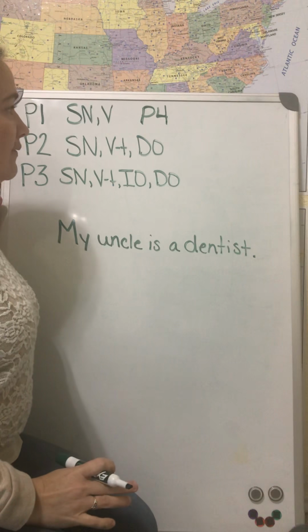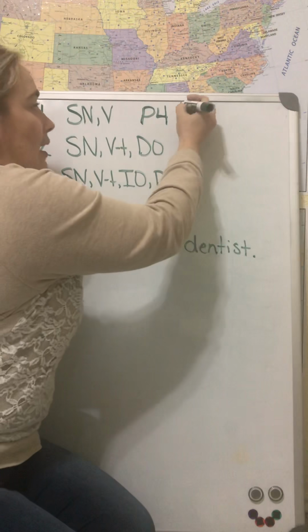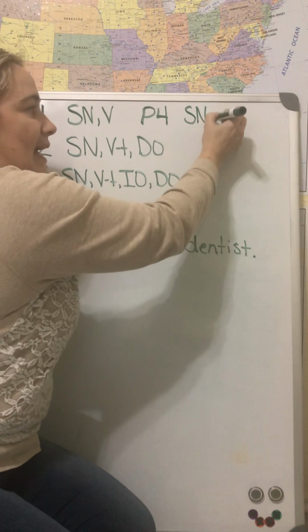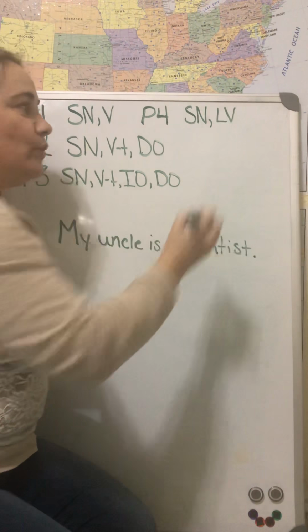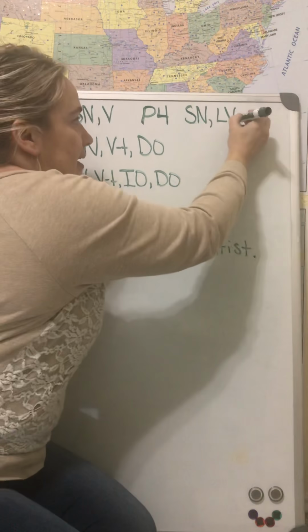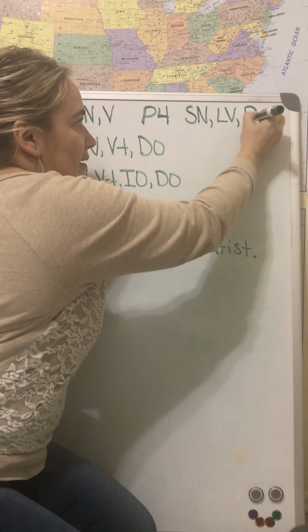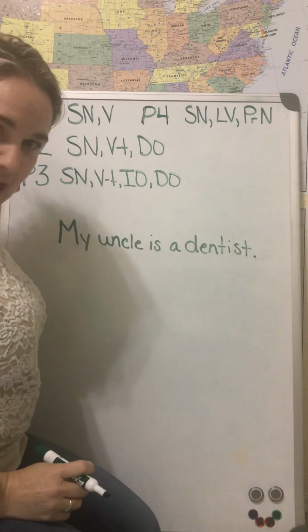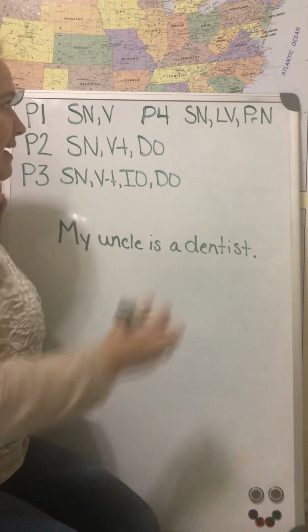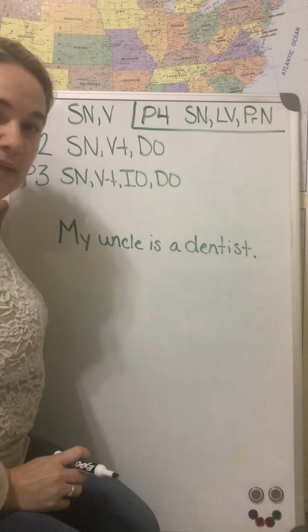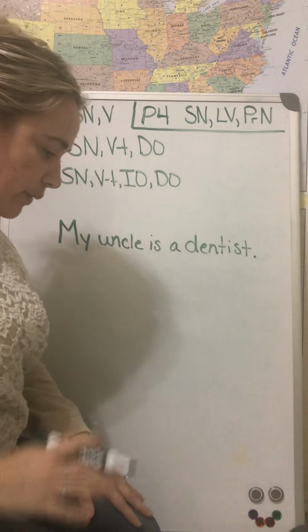So the core parts of a pattern 4 sentence are going to be a subject noun, an LV, which is a linking verb. We're going to talk more about that today, and a PRN. That stands for predicate noun. We're going to talk more about that today. So this is our new pattern that we're going to be learning and practicing and getting really, really good at.